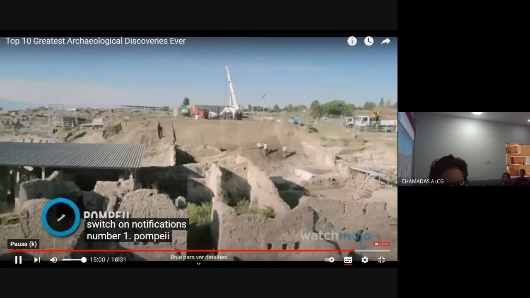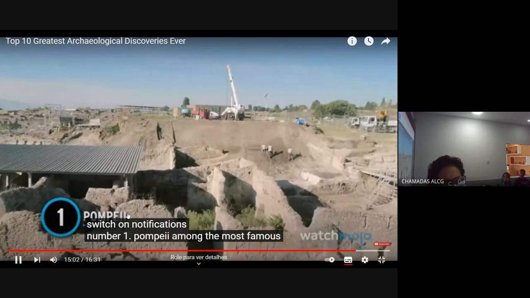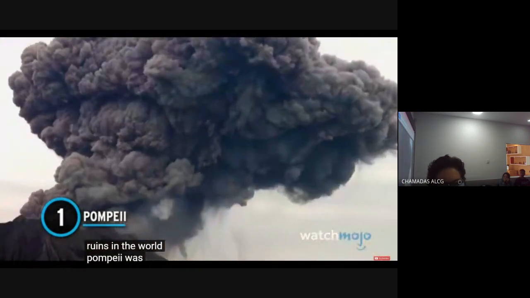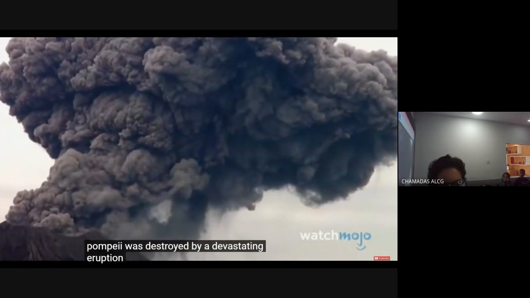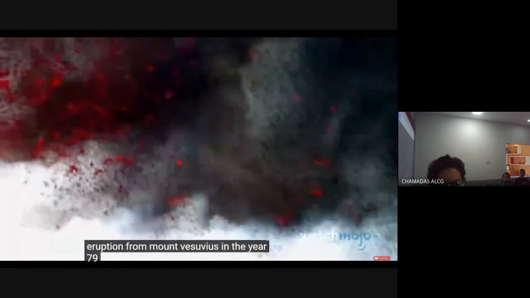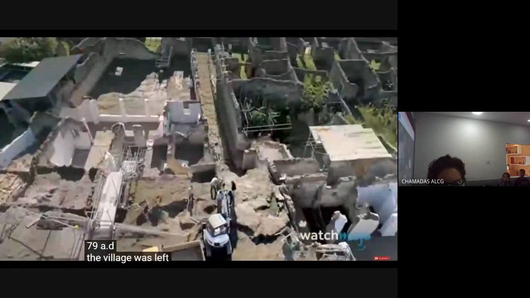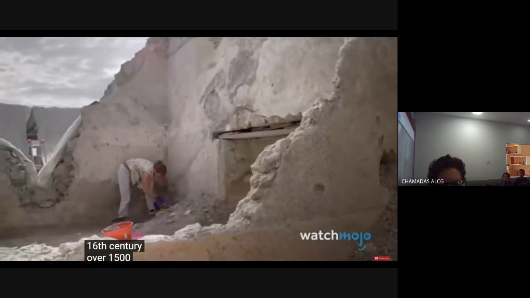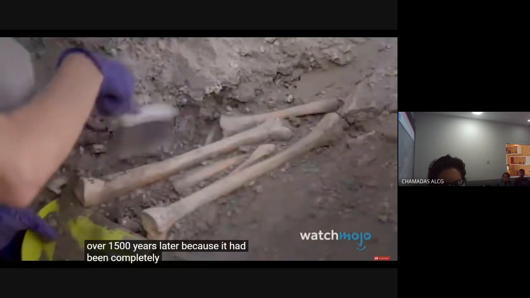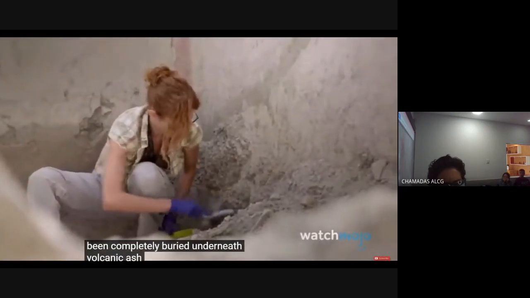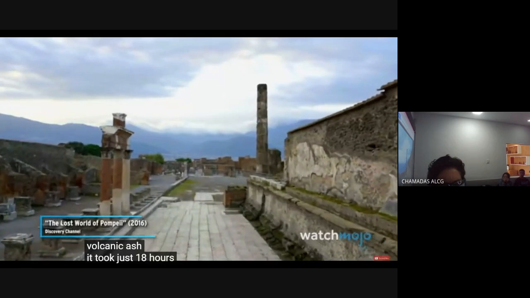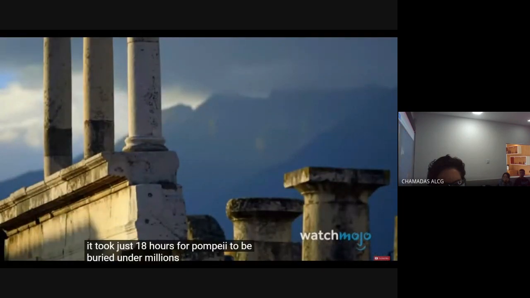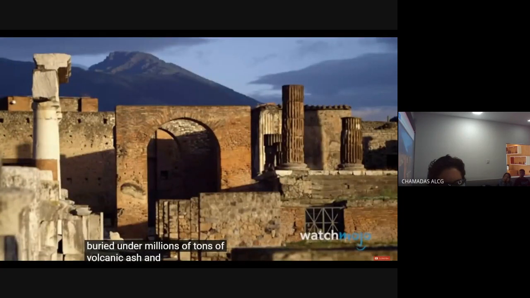Number 1. Pompeii. Among the most famous ruins in the world, Pompeii was destroyed by a devastating eruption from Mount Vesuvius in the year 79 AD. The village was left forgotten until the 16th century, over 1,500 years later, because it had been completely buried underneath volcanic ash. It took just 18 hours for Pompeii to be buried under millions of tons of volcanic ash and pumice.